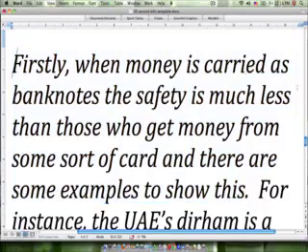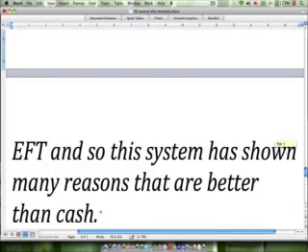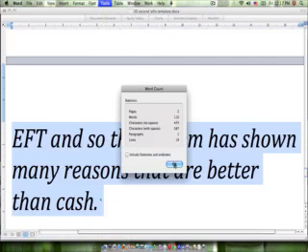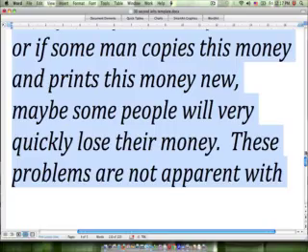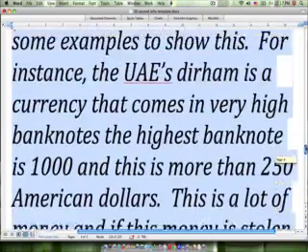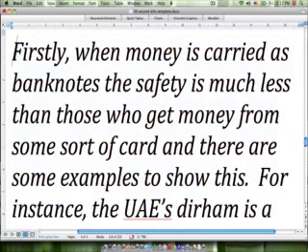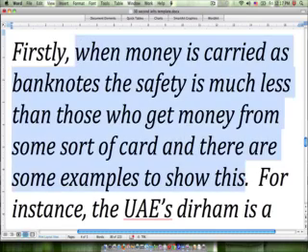Just for argument's sake, I'm going to check to see how long this paragraph is. The paragraph is 110 sentences, which is almost half the length of your essay. Much too long. Sorry, 110 words, not sentences. Now, how can we rephrase this? Basically, what we want to say is that banknotes are less safe than electronic funds. We want to say this concisely. We want to say this briefly. So let's keep firstly, and let's take out the rest.